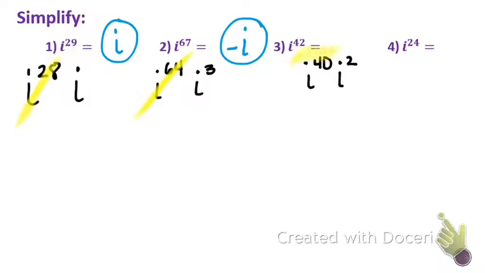So i to the power of 40, that's as high as you can go. So you're really left with just i squared. So what is i squared? Negative 1. So that would be your final answer. And then 24 is a multiple of 4. So what is that going to be? Just 1.